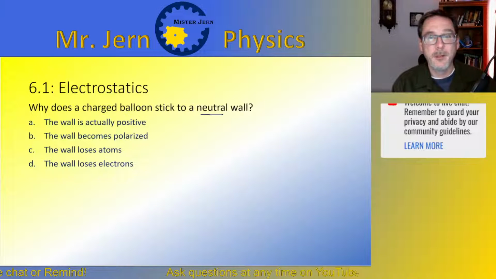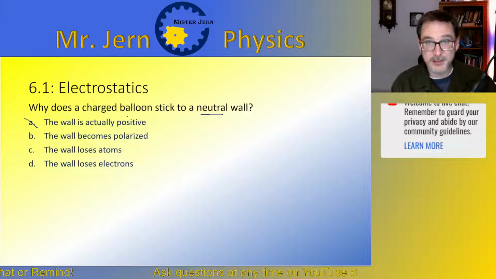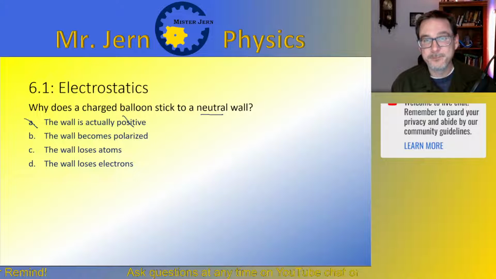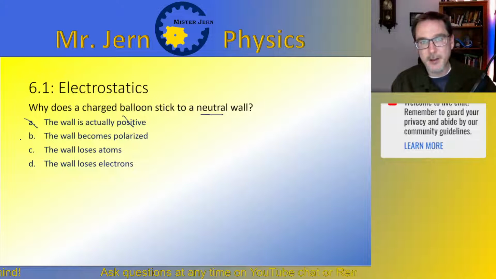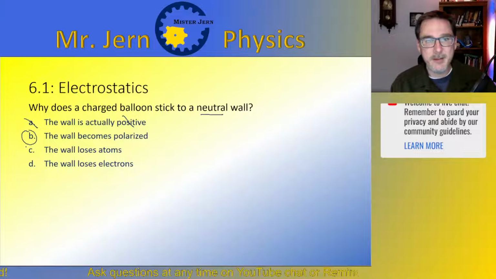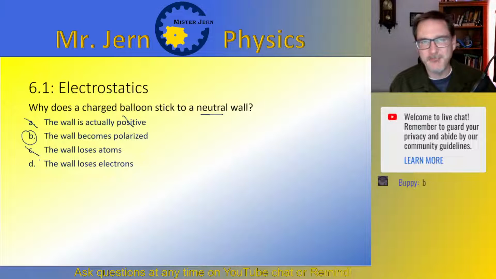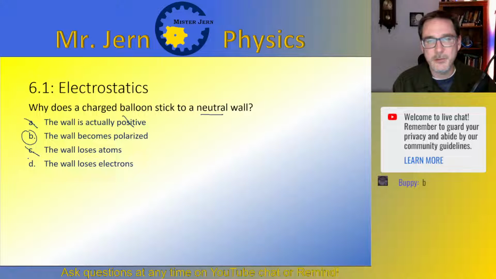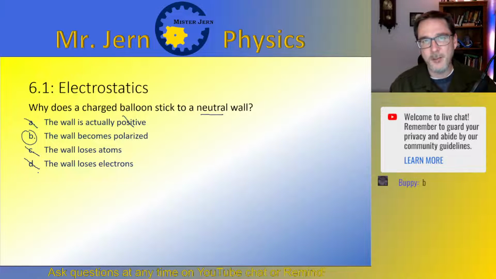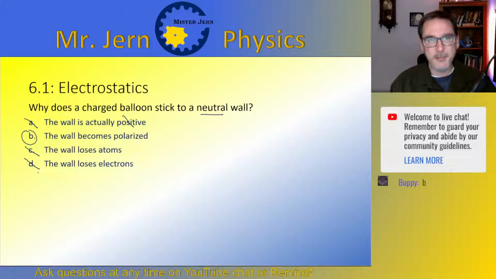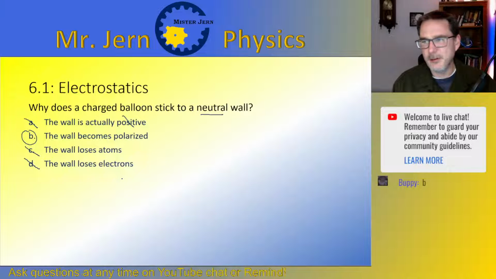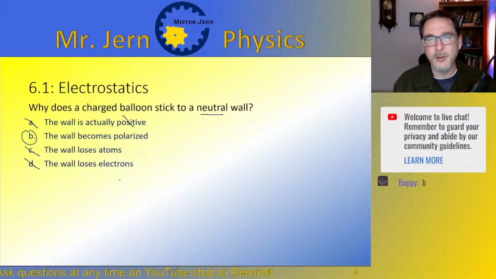Okay, the wall is not positive. It literally says it's neutral. So no. The wall becomes polarized. That's the correct answer. So okay, the wall loses atoms? No, the wall does not lose atoms. That doesn't make sense. And the wall loses electrons? Well, that would make the wall positive, and that's not going to happen. The wall is an insulator. It doesn't tend to lose electrons. Yeah, it is B.